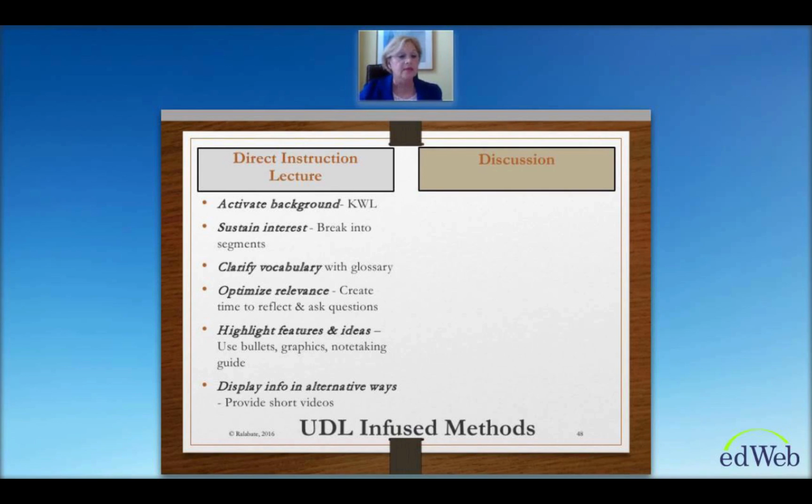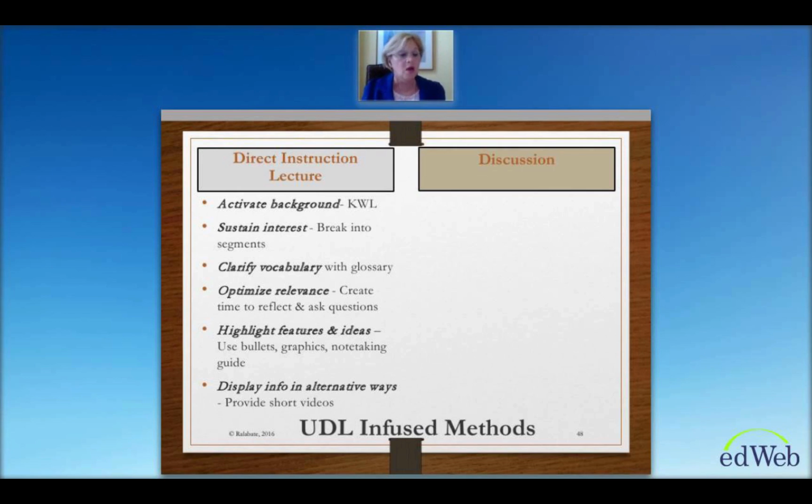Here are some ideas, and I'm loving what you're putting in the chat. That's great. Here are some ideas around how to infuse UDL strategies into direct instruction or a lecture. The authorities actually do equate direct instruction and lecture as very similar methodologies. But you can activate background knowledge, and you can sustain interest by breaking it into segments.